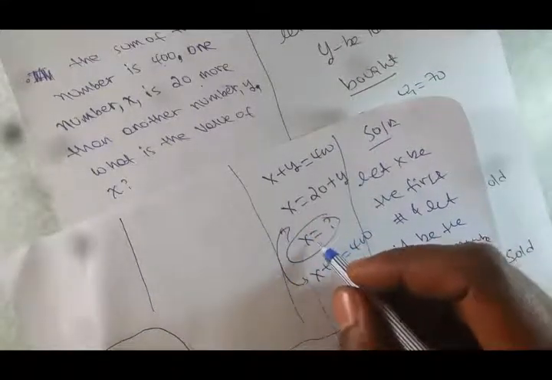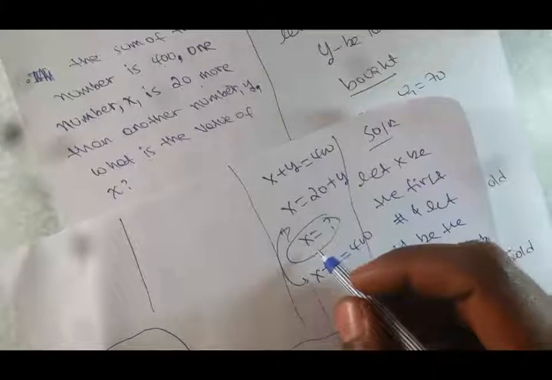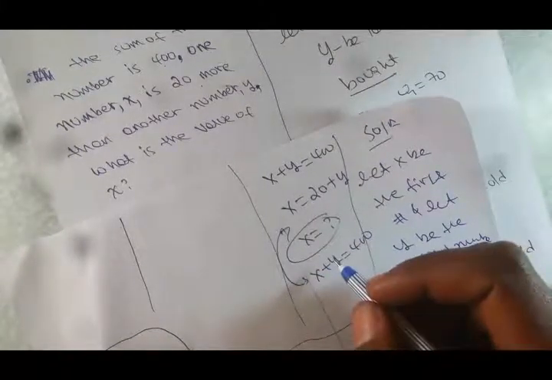Whenever we are asked to find x, we have to eliminate any number other than x. In our case, what is the number other than x? Y.